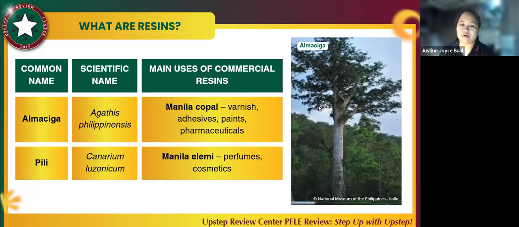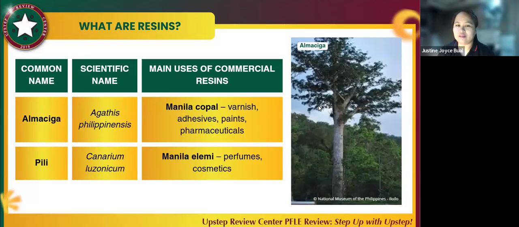It is used for adhesives, paints, and even pharmaceuticals. Locals have to carefully tap it to ensure that the tree will still continue to grow.